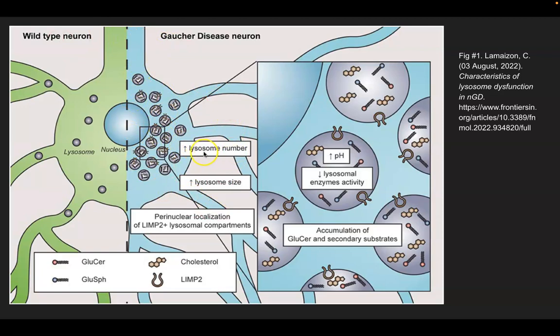This is simply due to the lysosome number being increased and the lysosome size being increased, because those waste materials cannot be digested. We can see over here even further that it increases the pH level due to the decreased lysosomal enzymatic activity. And we can even see that it causes an accumulation of secondary substrates, causing more congestion and more chaos throughout the neuron itself, making it extremely evident why it's causing a lot of issues neurologically.